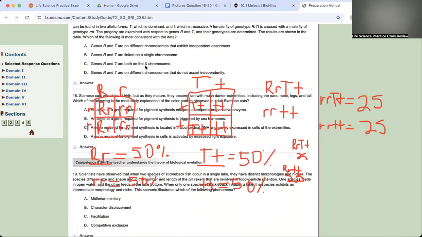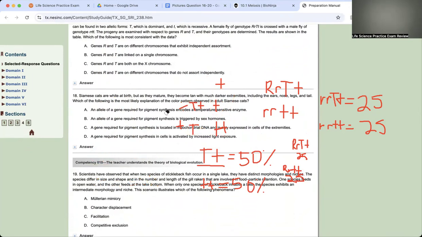Genes R and T are both on the X chromosome. So that leaves us with B. Genes R and T are linked on a single chromosome. And I'm going to erase all of this now and then have us go back to that other website we were looking at, just so we can kind of confirm. Let's erase all of this.